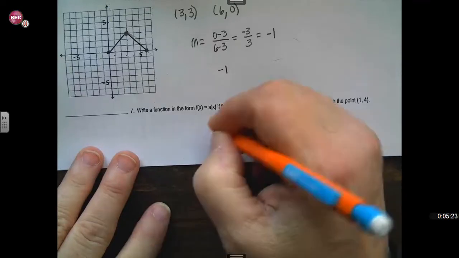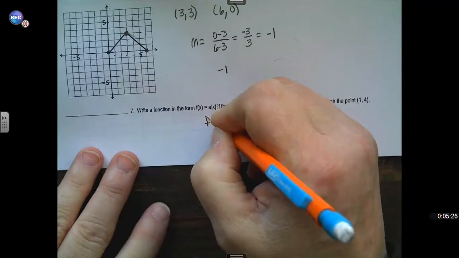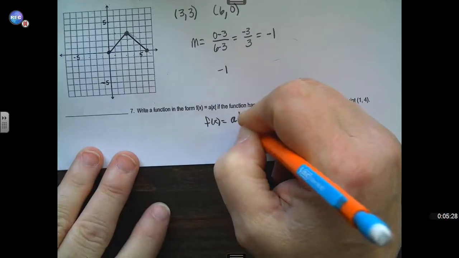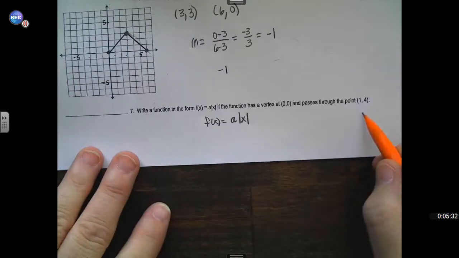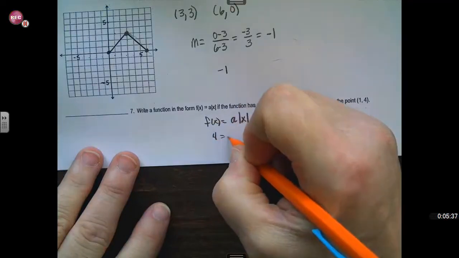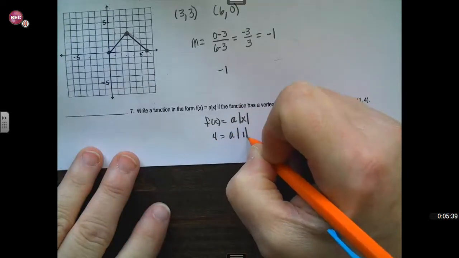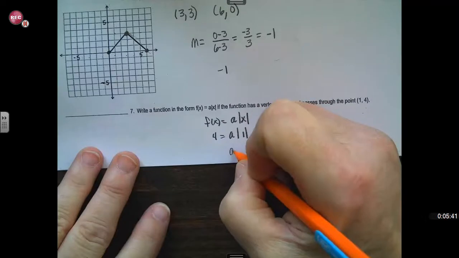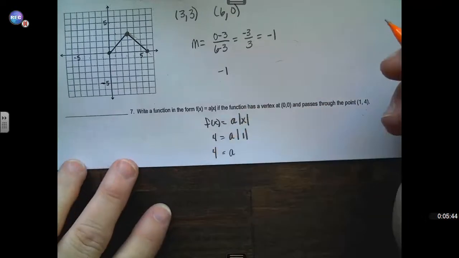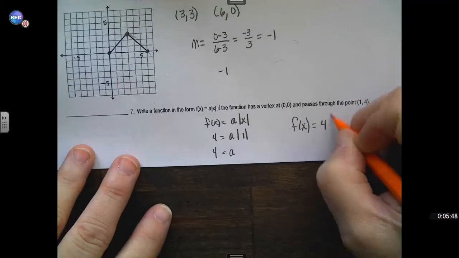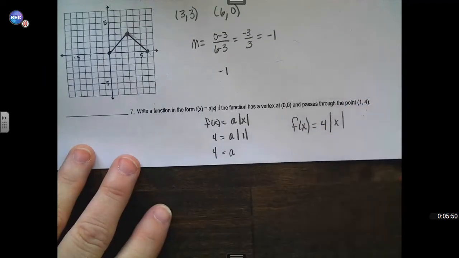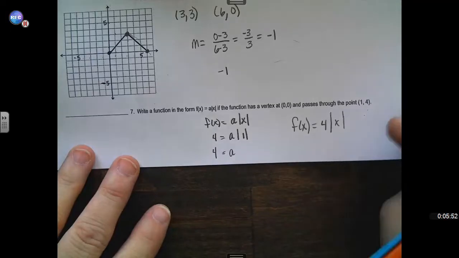So basically, what I have right now is f of x equals a times the absolute value of x. And then what I do is I plug in the point they gave me to find a. So 4 equals a times the absolute value of 1. So a is 4. So this formula is f of x equals 4 times the absolute value of x.